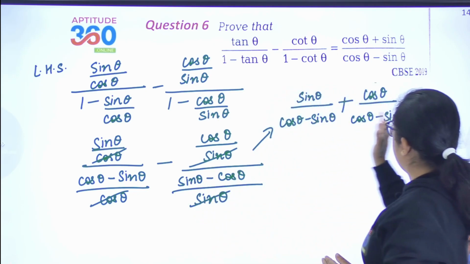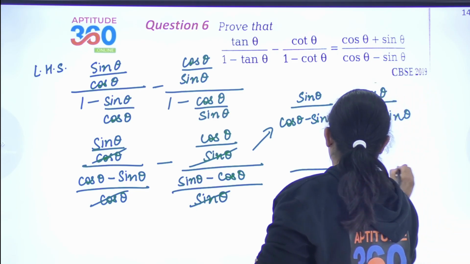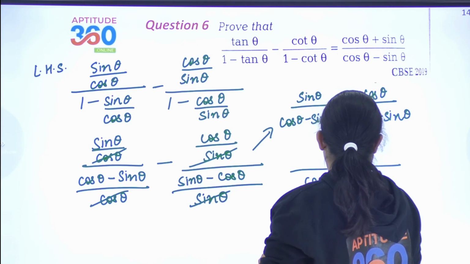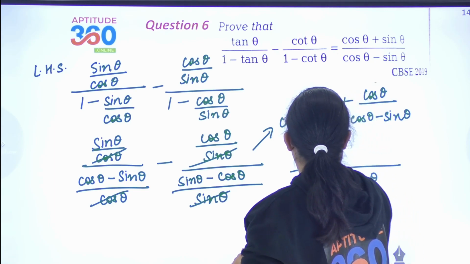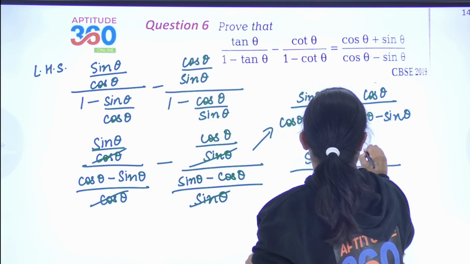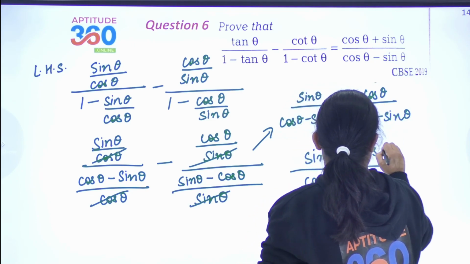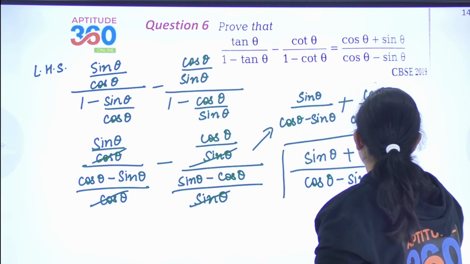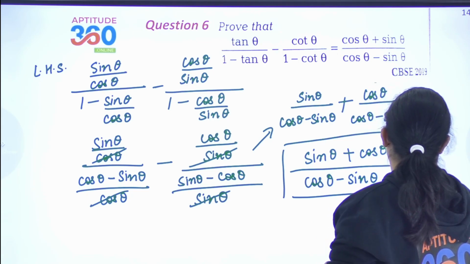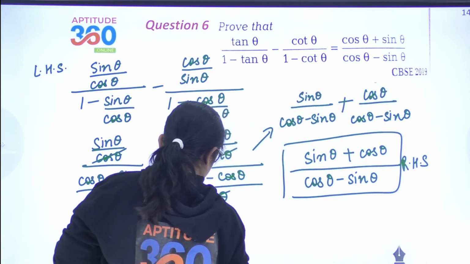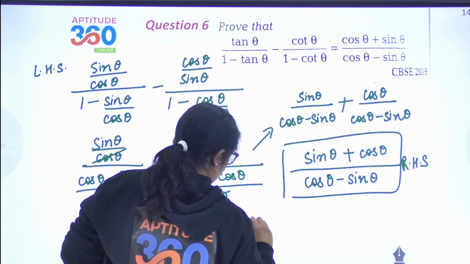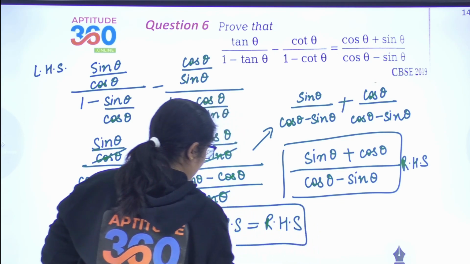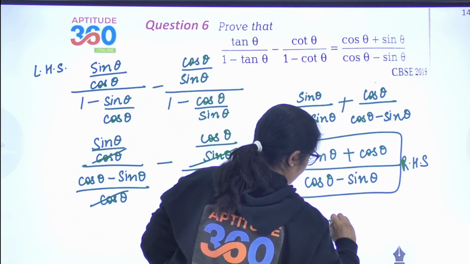So now I have the same denominators, so I can club them and write cos theta minus sin theta in the numerator. Both the numerators get added because denominators are the same. So I've got this value which is the same as your right hand side. So left hand side, I have proved it equal to my right hand side and hence proved.